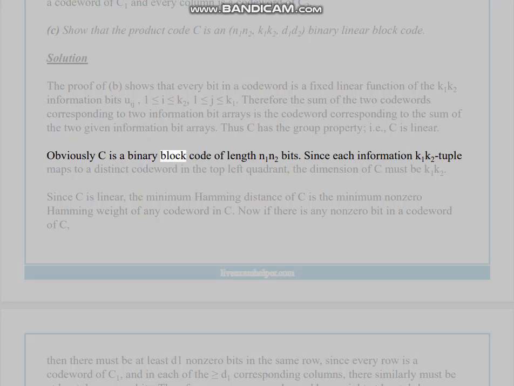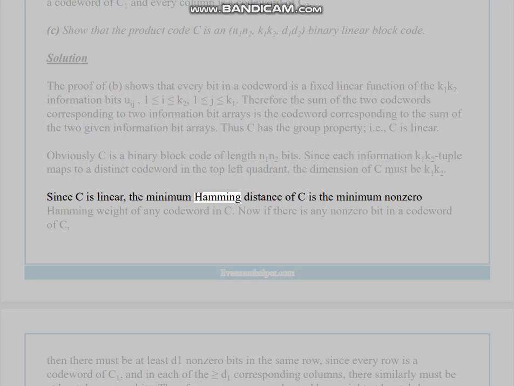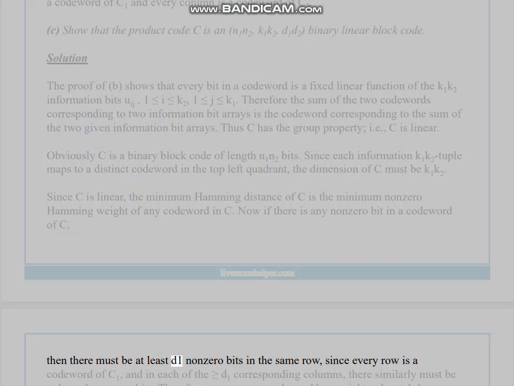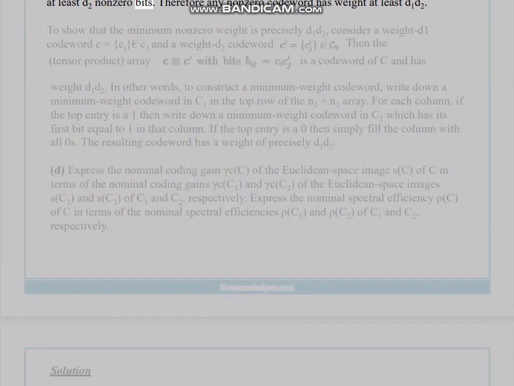Obviously, C is a binary block code of length n1n2 bits. Since each information k1k2-tuple maps to a distinct codeword in the top left quadrant, the dimension of C must be k1k2. Since C is linear, the minimum Hamming distance of C is the minimum non-zero Hamming weight of any codeword in C. Now, if there is any non-zero bit in a codeword of C, then there must be at least d1 non-zero bits in the same row, since every row is a codeword of C1, and in each of the at least d1 corresponding columns, there similarly must be at least d2 non-zero bits. Therefore, any non-zero codeword has weight at least d1d2.